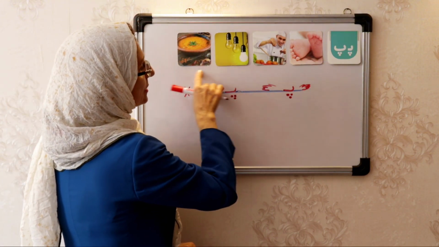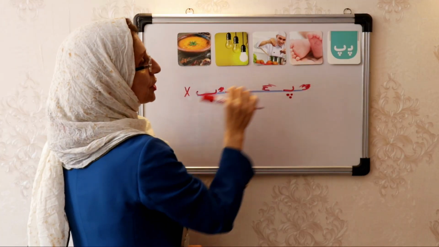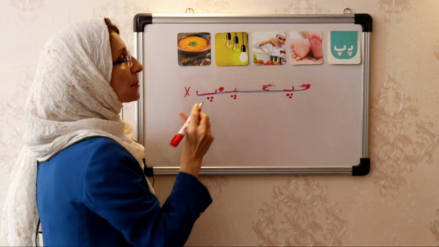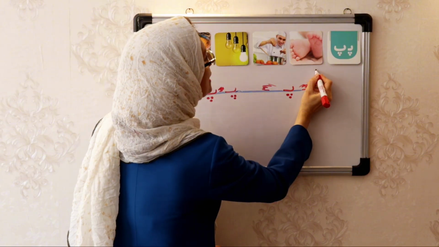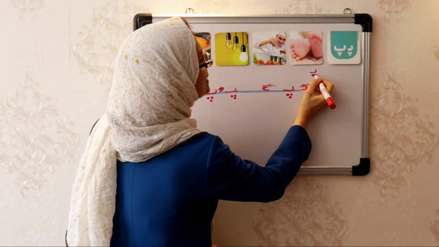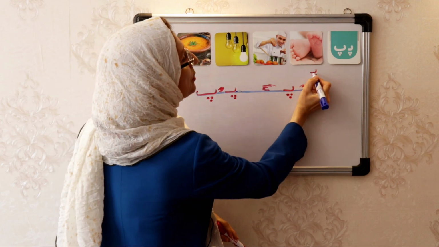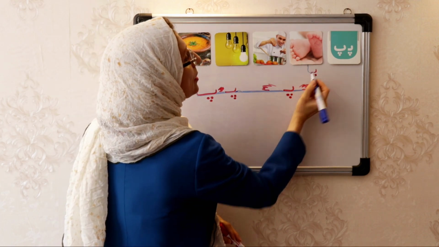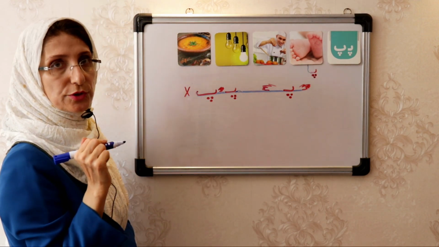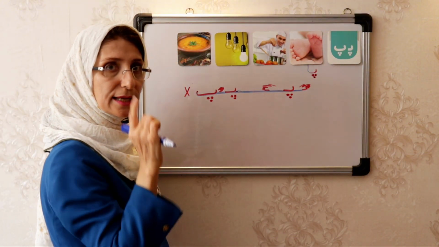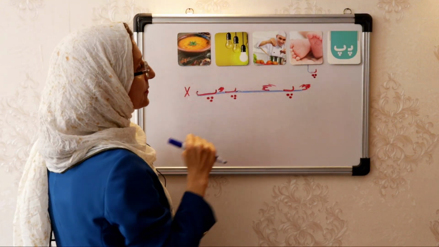Look at here. This word in Persian is pa. Pa. You see? P sound in the middle position. Pa is foot. Pa. You see? P اول in the beginning.